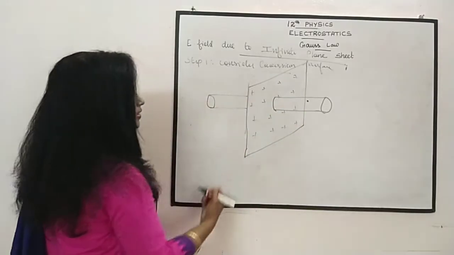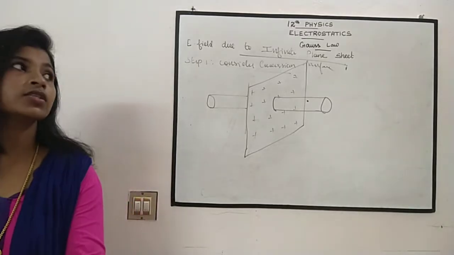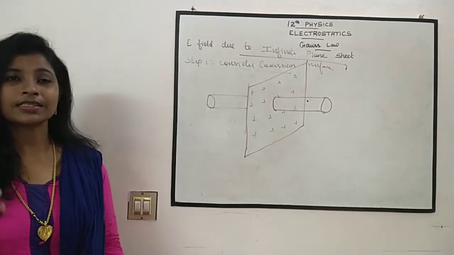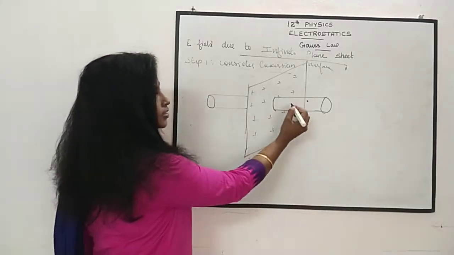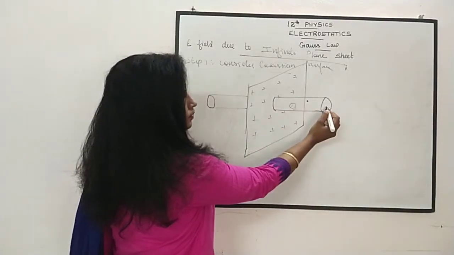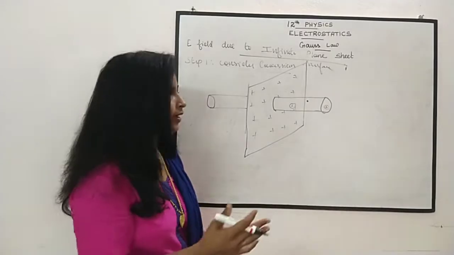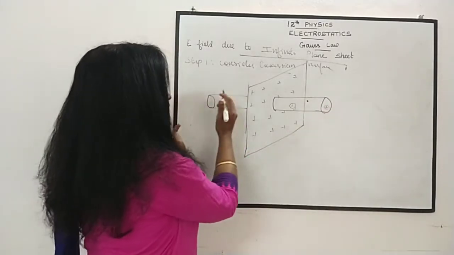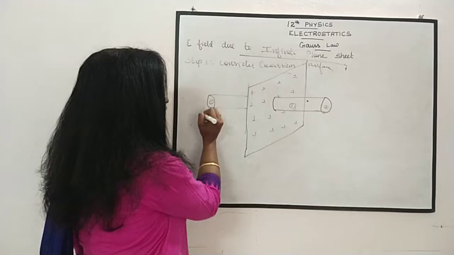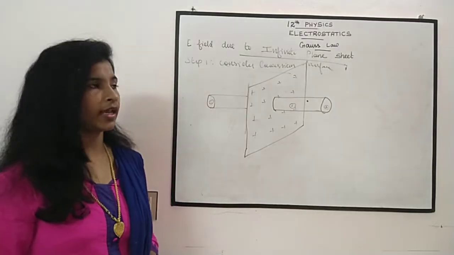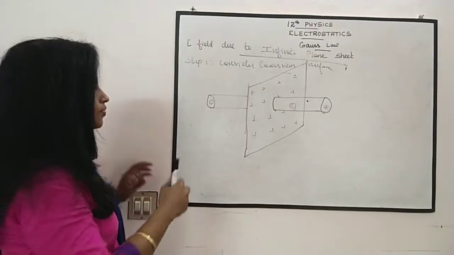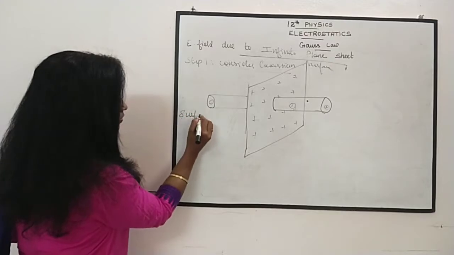I have selected a cylindrical Gaussian surface. As you all know, a cylindrical surface has three surfaces in total: one is the curved surface, and the other two are the top flat and bottom flat. We can take them as flat surface 1 and flat surface 2. Now let us discuss the surfaces.